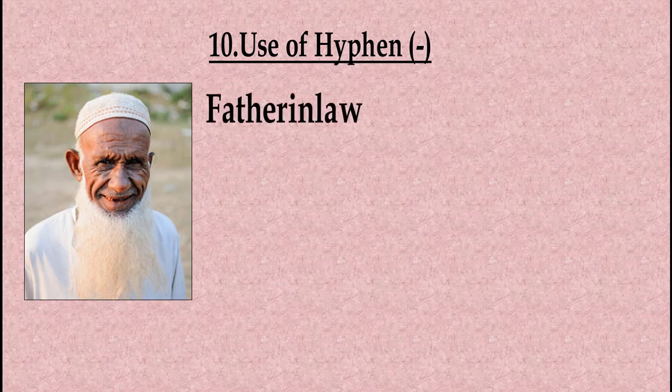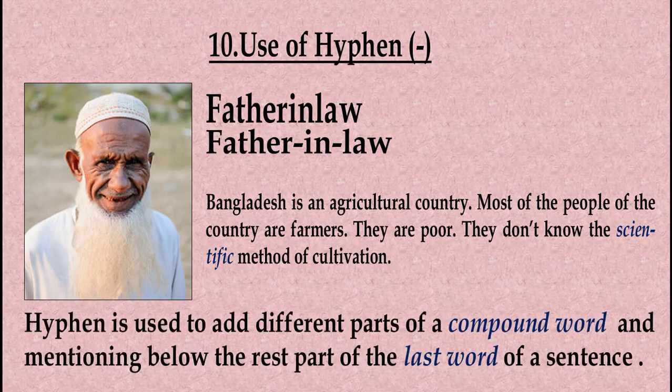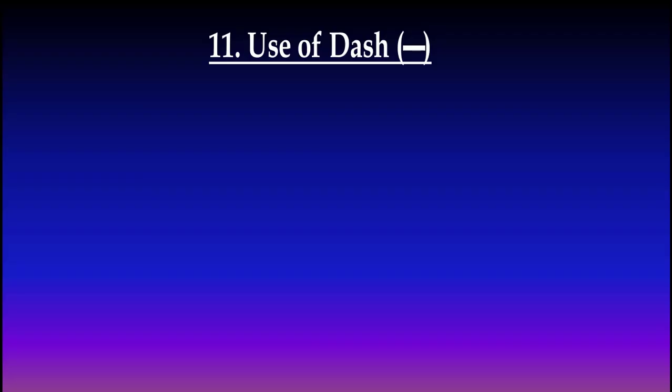Use of hyphen. Father-in-law. Bangladesh is an agricultural country. Most of the people of the country are farmers. Therefore, they don't know the scientific method of cultivation. Hyphen is used to add different parts of a compound word and to mention below the rest part of the last word of a sentence. Compound word.